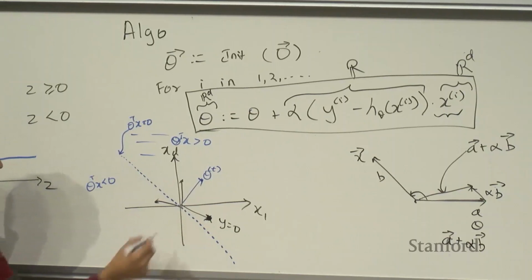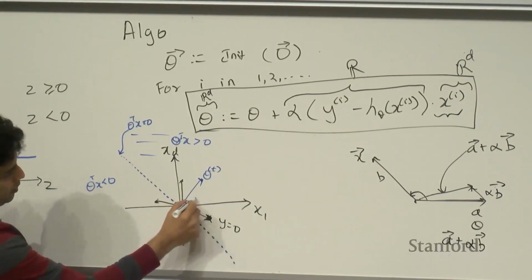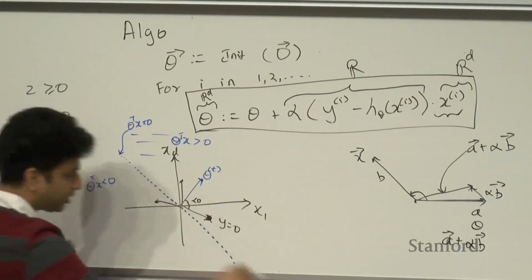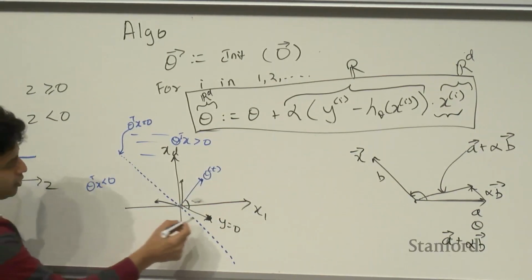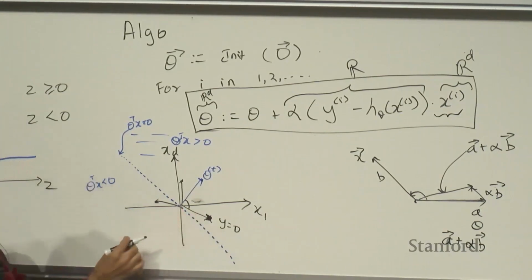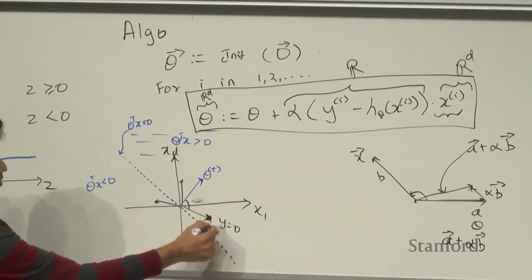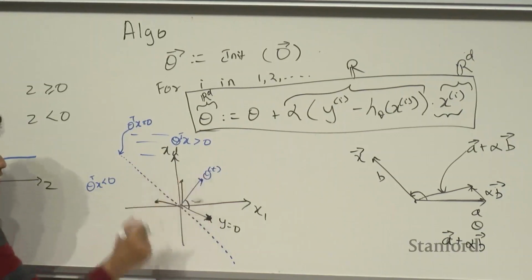Right? And theta transpose x is going to be greater than 0 because the angle is less than 90 degrees, which means now we are going to add a small amount of this vector. Are we going to add? No, we're going to subtract, because the label is y equals 0. We're going to subtract some amount of this vector from theta.